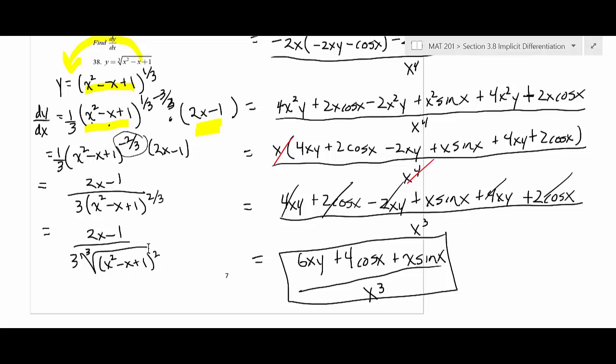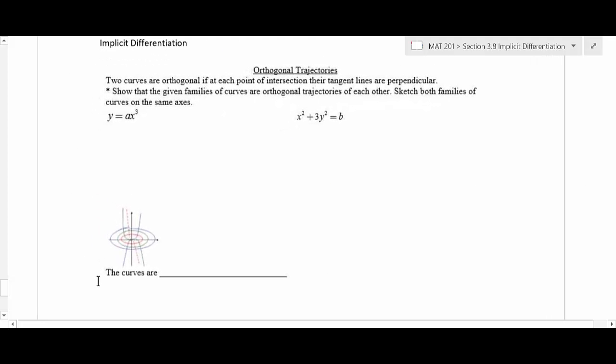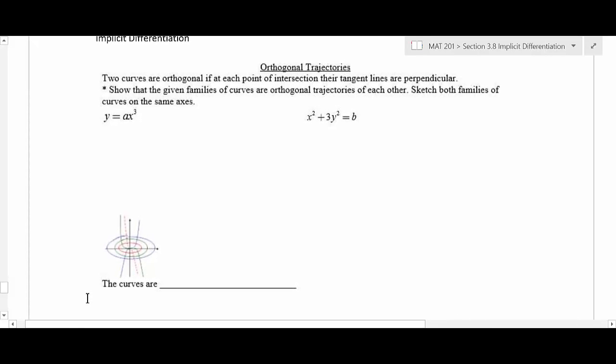All right. On this last page up here, this is something that you might encounter in higher math. You see this a little bit in Calculus 3 and differential equations, and in physics: the idea of what an orthogonal trajectory is. So I just wanted to do something a little bit different. This has to do with implicit differentiation, and let me show you what the idea is.